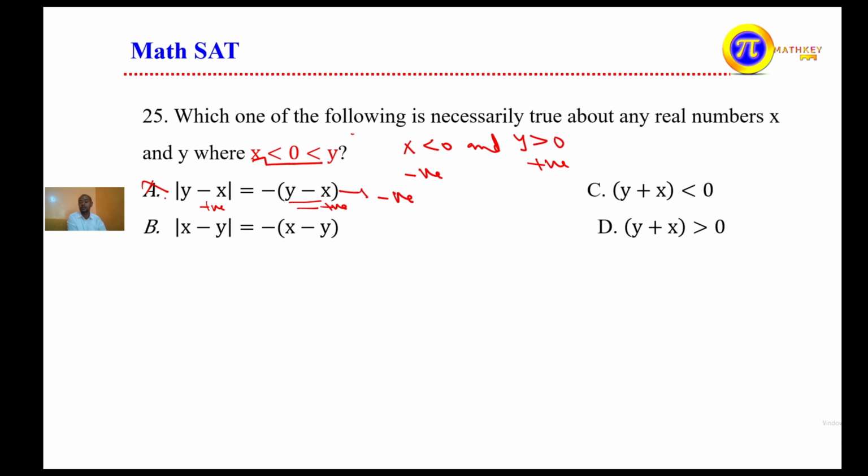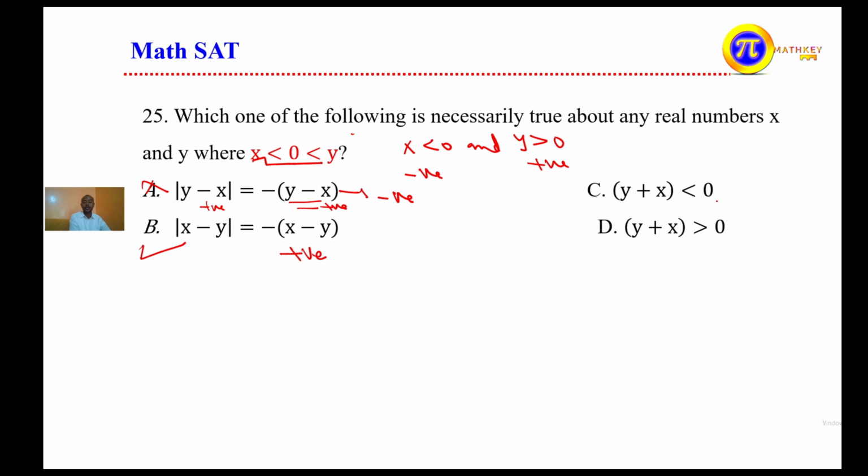It is not equivalent. When it comes to this one, x minus y. X is negative, minus y, which is negative, then the result becomes positive. When you multiply both by negative, it becomes positive. So this one is the correct one. This is correct.